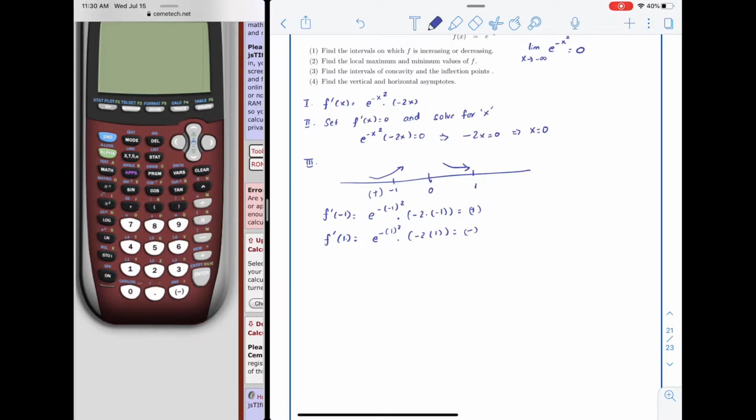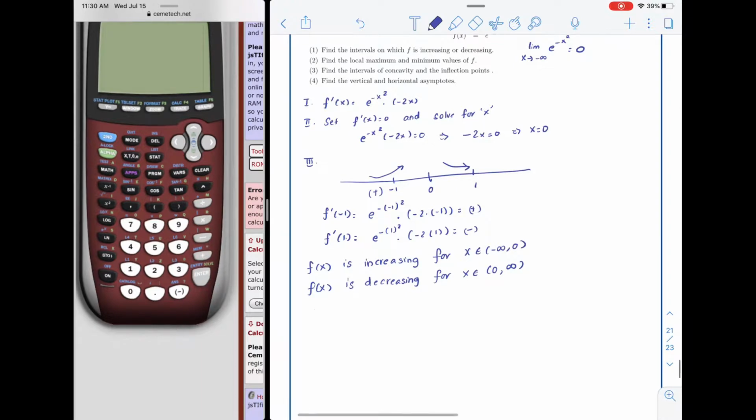So it seems like f of x is increasing for x in minus infinity to 0. F of x is decreasing for x in 0 to infinity, and f of x has a local max, which in this case is also a global max or absolute max at x is equal to 0.